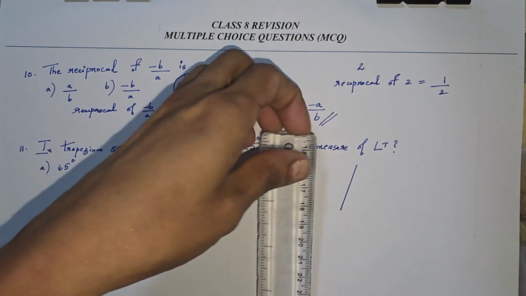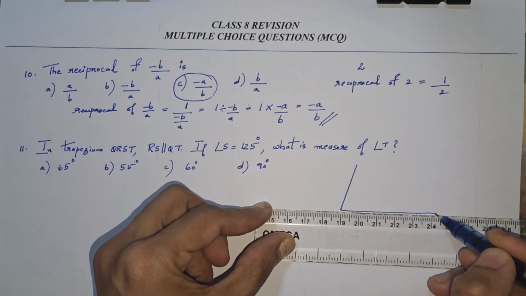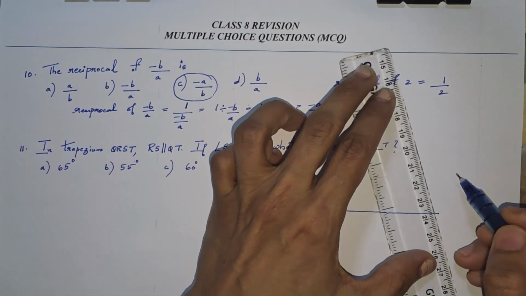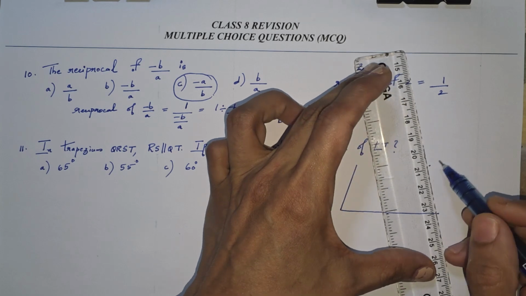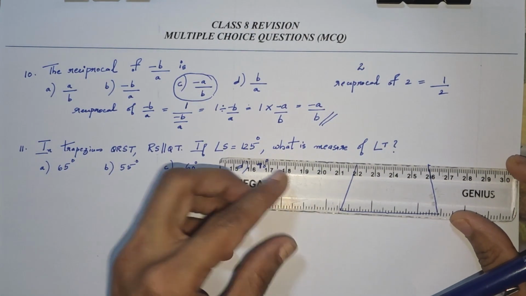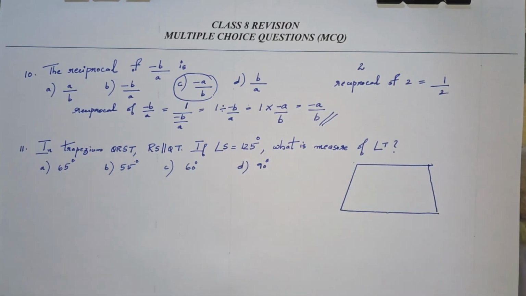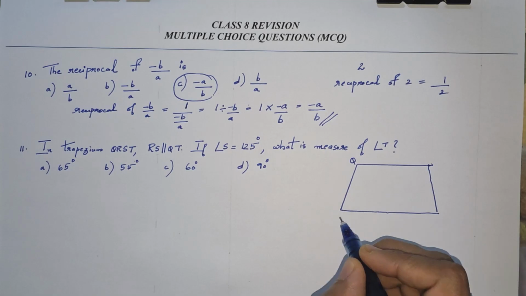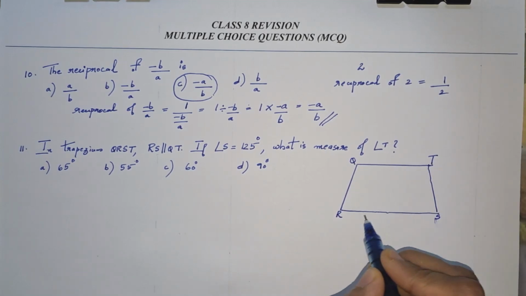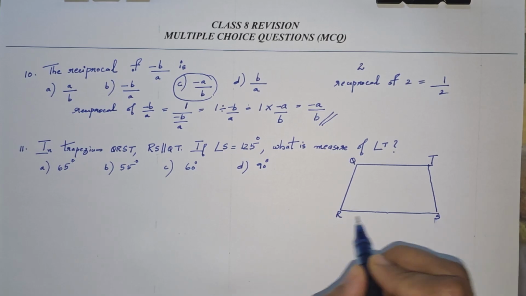Okay, we can draw a trapezium here. A trapezium is one such figure which has one pair of opposite sides parallel. Let's name the figure QRST. Here the parallel sides are RS and QT. Okay, RS and QT are parallel.